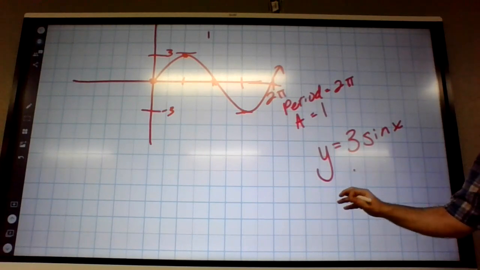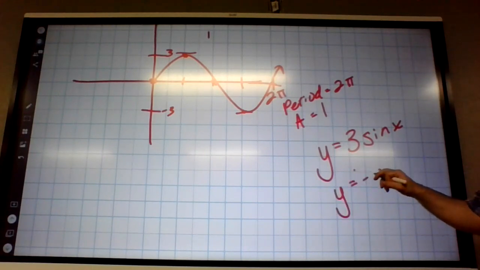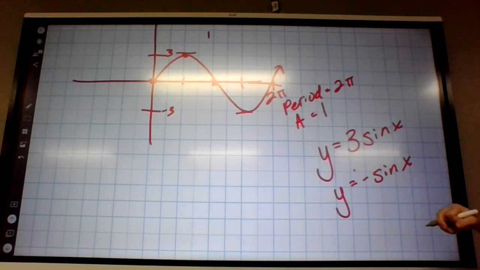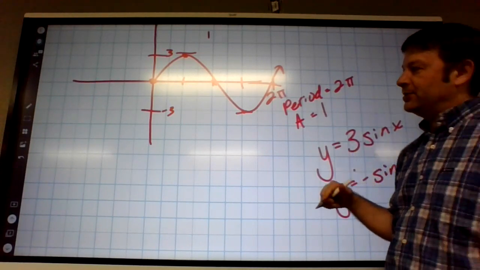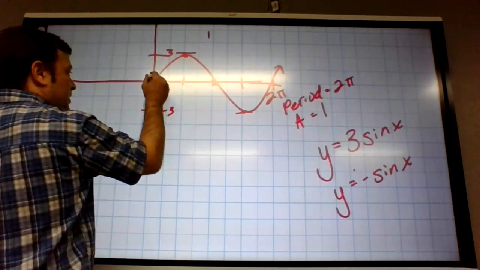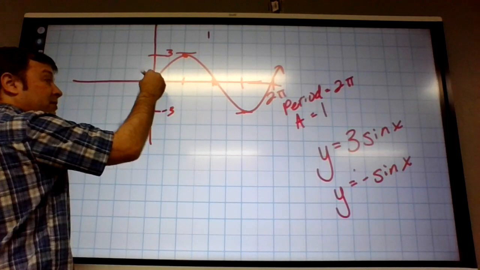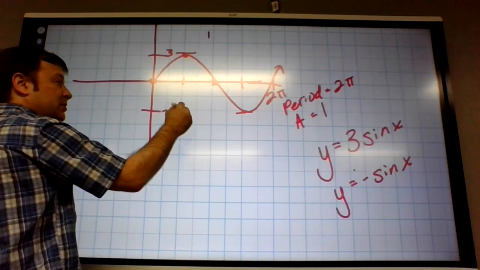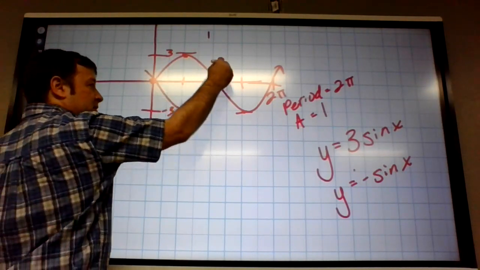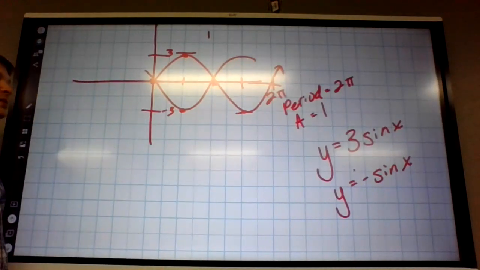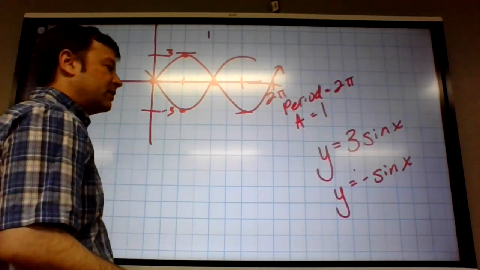Okay, what happens if I put a negative in front of there? It makes it go opposite. Upside down. So the opposite of 0 is still 0, so it would still start at 0, but instead of going up to 1, it would go down to negative 1. So anyway, it would just be upside down, flipped over.